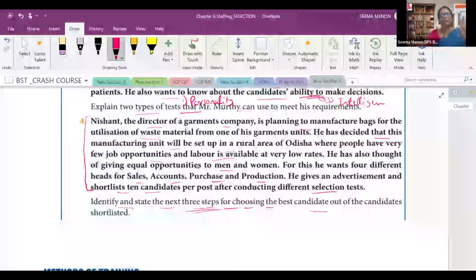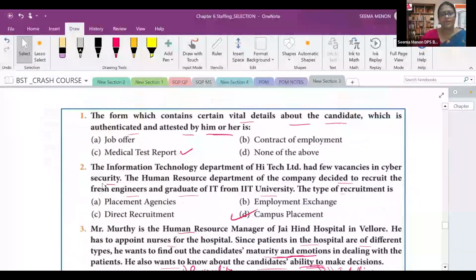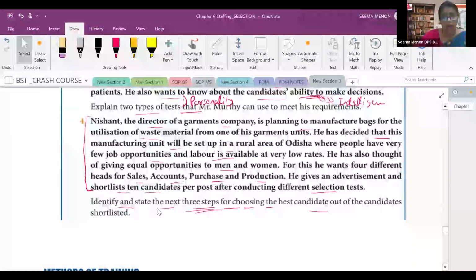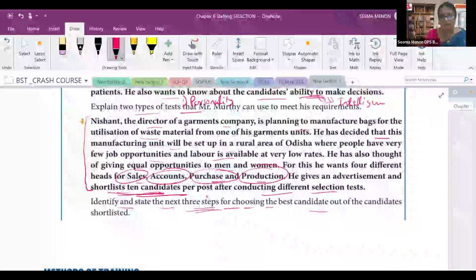And we know that first one is preliminary screening, then comes selection test. That also you people can see again. Preliminary screening and selection test. Identify the steps and state the next 3 steps. So shortlisting 10 candidates का मतलब क्या हो गया? Because when we shortlist 10, उसमें से we can select 4. We need 4 people: sales, accounts, purchase and production. So preliminary screening में आएंगे this 10 candidates को select करना, shortlist करना. After conducting different selection test. Selection test is the second process.